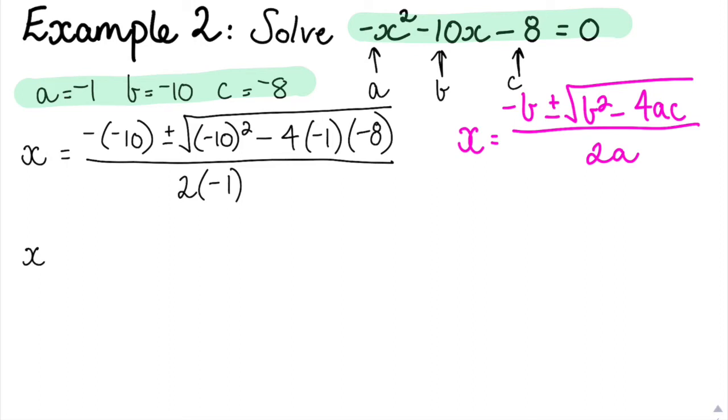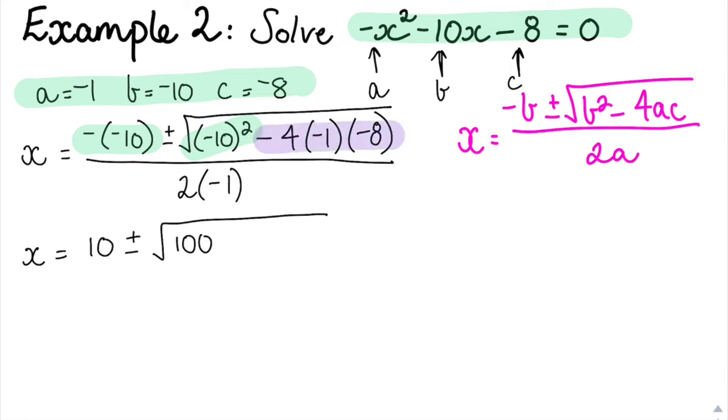Let's do some simplifying. Negative lots of negative 10. The negative and negative give us a positive, and we've got our 10, so positive 10. Plus or minus the square root. Negative 10 all squared gives us positive 100.